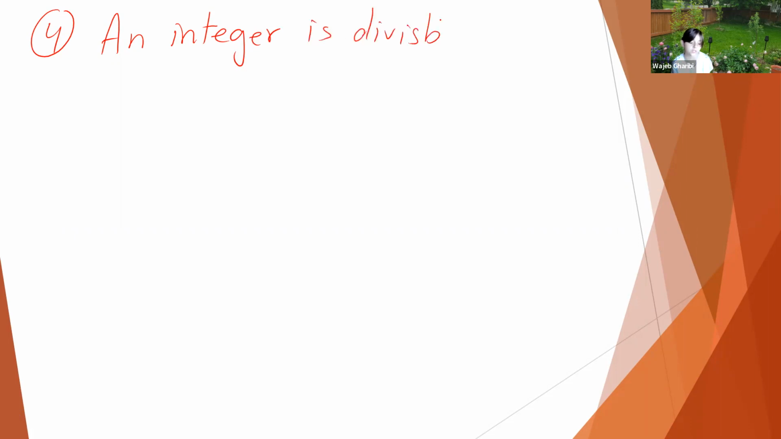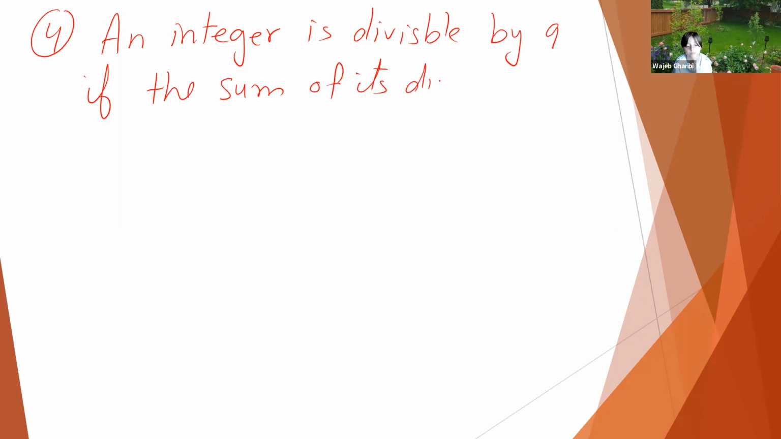Yes. Let us have the fourth rule. Read it, please. An integer is divisible by 9 if the sum of its digits is divisible by 9.